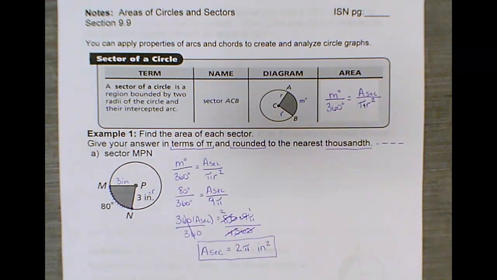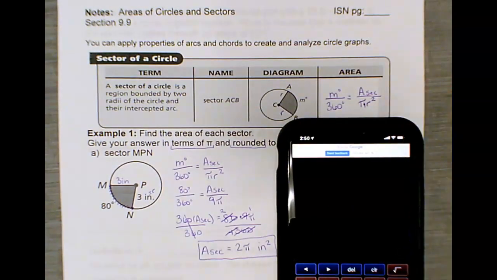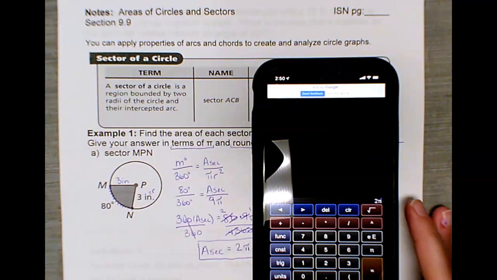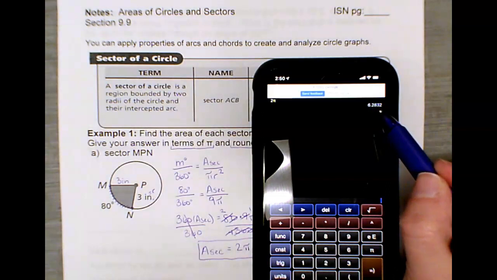Now I need to find my answer rounded. So I'm sure most of you at home are either using your web browsers or a calculator on your phone. So I'm going to type in 2 times pi. I don't want to type in 2 times 3.14 because 3.14 is not pi, it's an estimation. So 2 times pi gives me a value of 6.2832, and if I round that to the nearest thousandths, this will be 6.283.